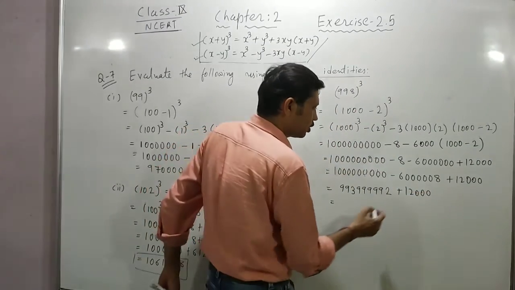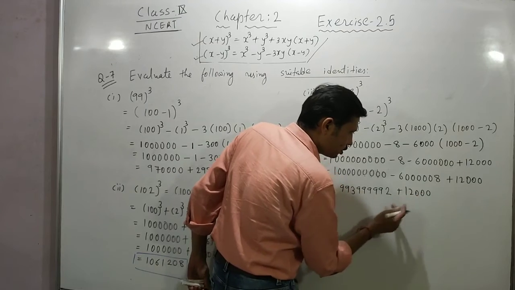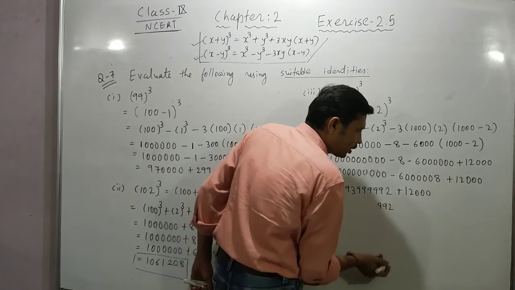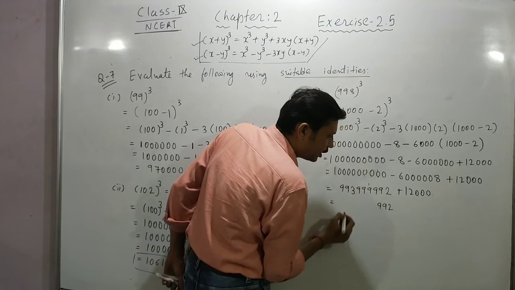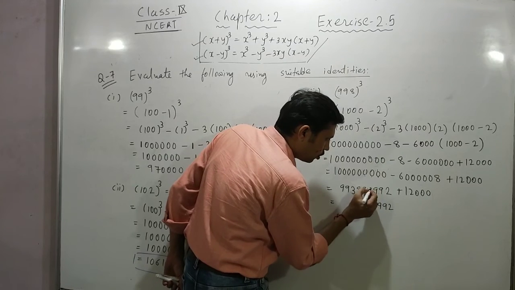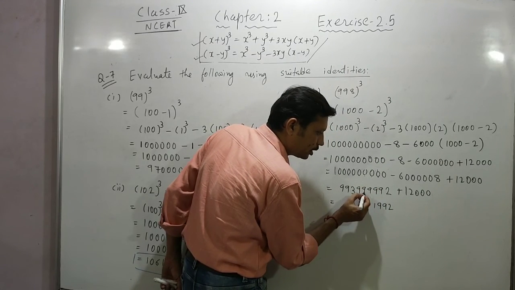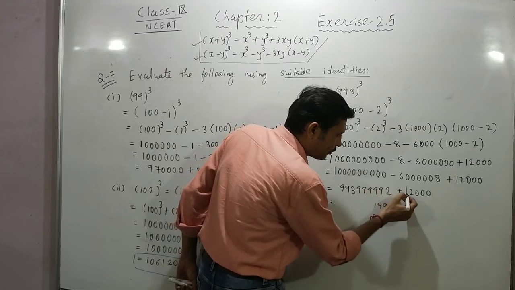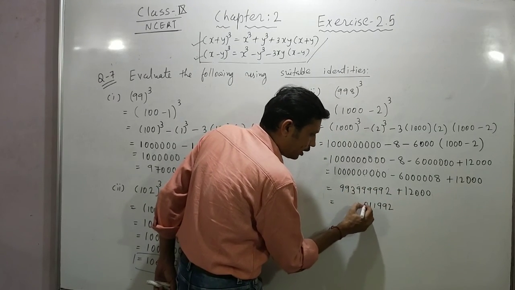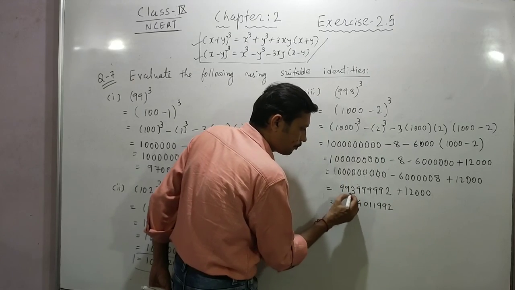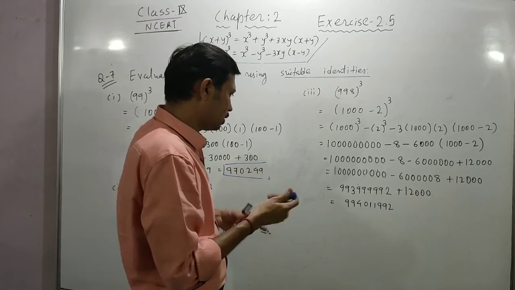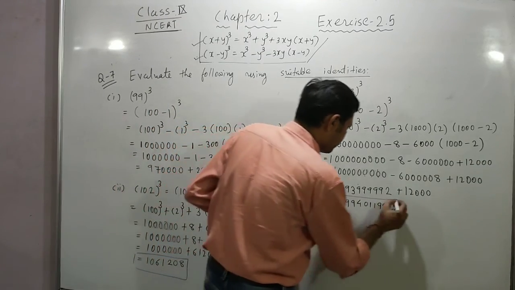Okay. So when I add the 12,000, the first 3 digits stay as they are, 992. Then 2 will be added here. So 9 plus 2 is 11. Now 1 will be carried. So 9 plus 1, 10. And 10 plus 1, 11. And 1 is carried here again. So 10, 1 carried here, 4, and then 9, and then 9. Okay. So this one will be our final answer. Clear?